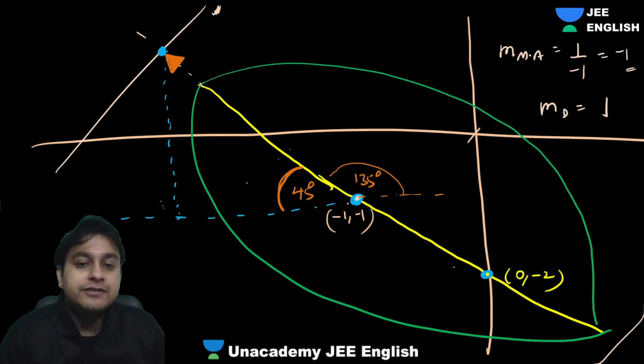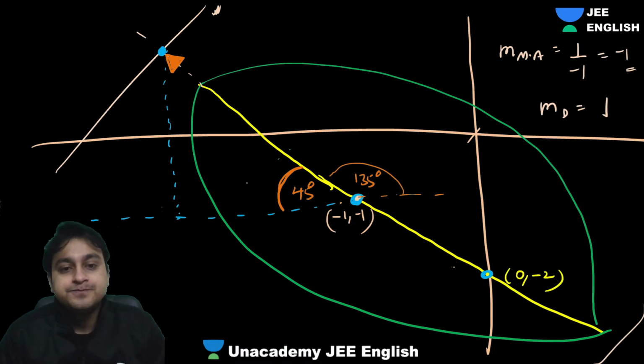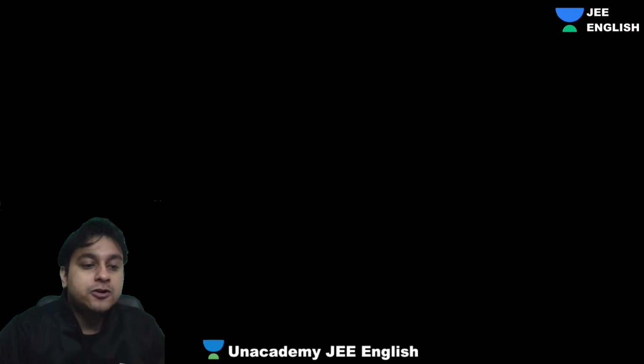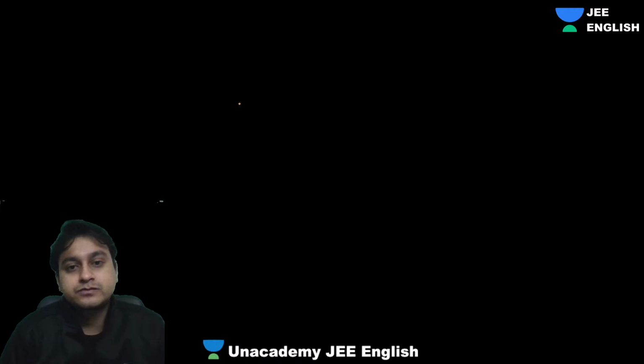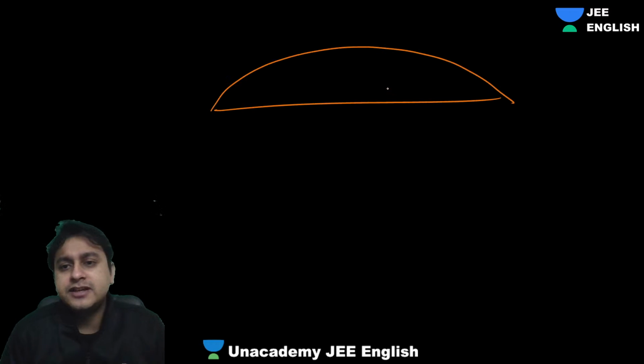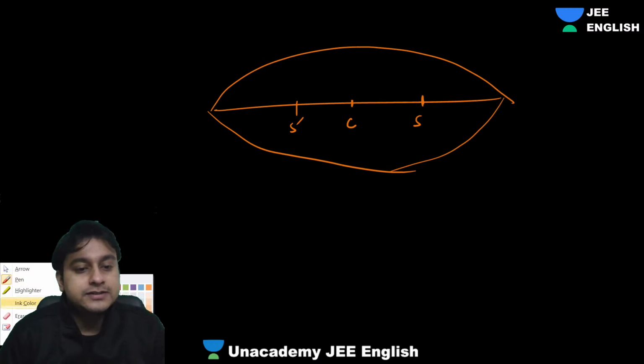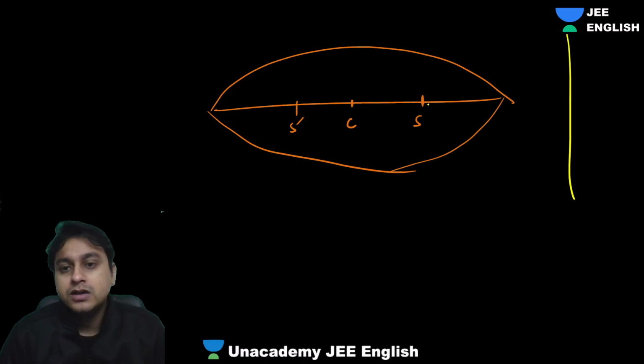Okay. Now the only thing left is the distance. Let's calculate that. So what is the distance, guys? In general, let's talk about that in detail here. So guys, for any ellipse, from the foci, this is the center, let's suppose. This is S, this is S dash. So from the focus to the directrix, what is the distance?